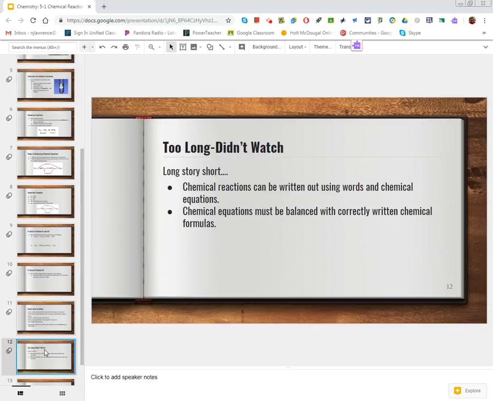So really, this video was about how to write chemical equations. Chemical equations are a representation of chemical reactions and how we write things out using words and chemical symbols. Chemical equations have to be balanced to obey the law of conservation of matter, the law of conservation of mass. And that's how we write a balanced chemical equation using the correctly written chemical formulas.